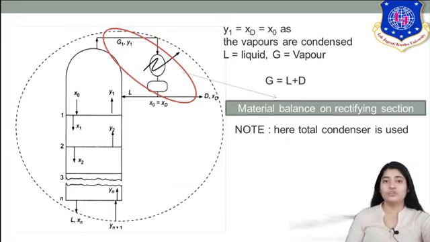The final output of the condenser is liquid and distillate. So the overall material balance is: the amount of vapor in equals liquid plus distillate. Entering is your vapor, leaving is liquid and distillate. So this is your overall balance.